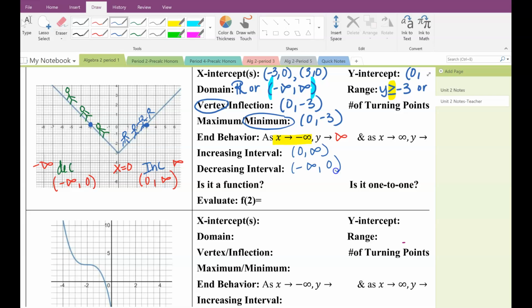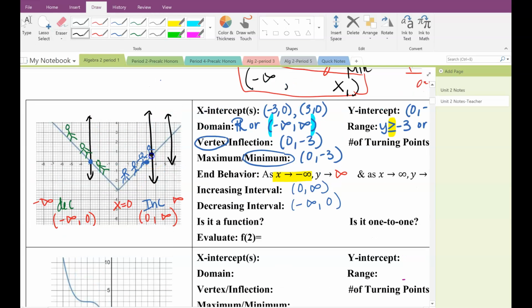Next piece, is this a function? Remember, a function means only one x maps to one y, or it passes the vertical line test. If I draw infinitely many vertical lines, does any touch the graph more than one time? In this case, whatever x I draw is only touched once. So this is a function.